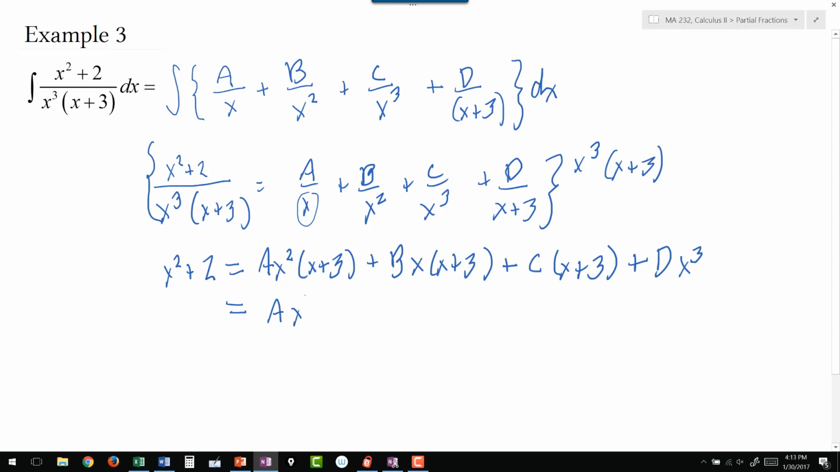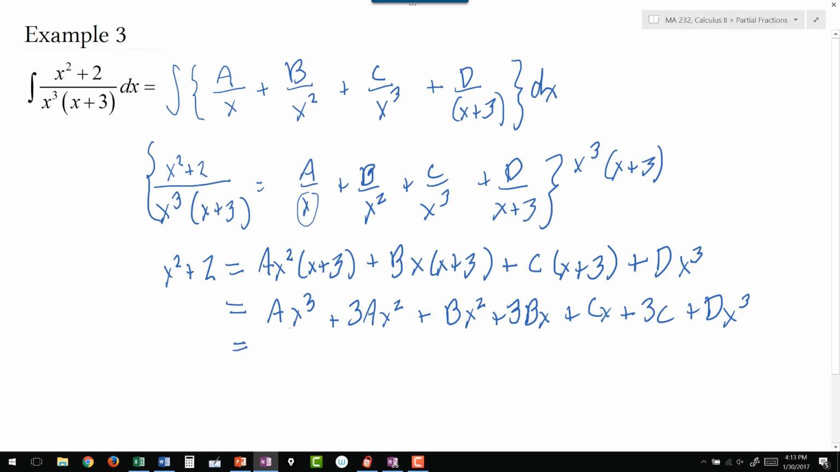If I distribute my ax squared, I get ax cubed plus 3a x squared. Then I would get a b x squared plus 3bx. I would get a cx plus 3c, and finally my dx cubed.